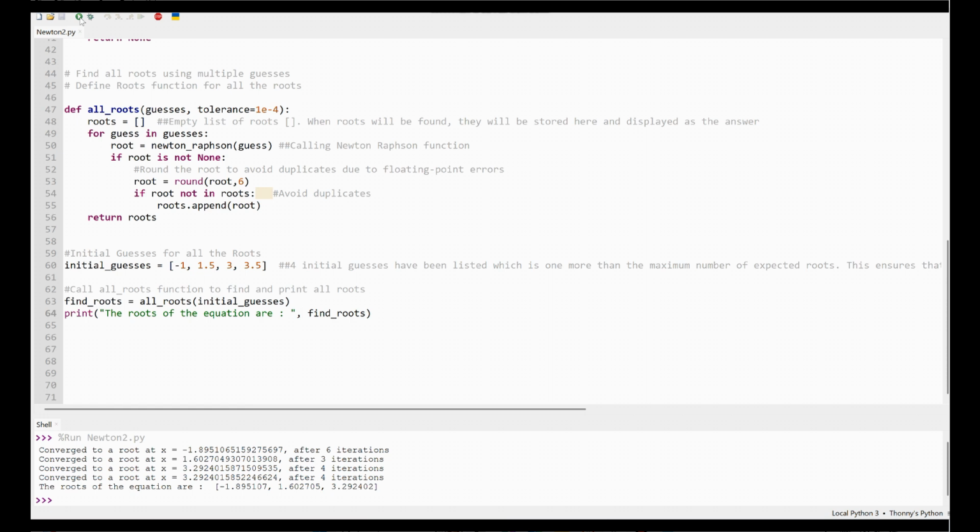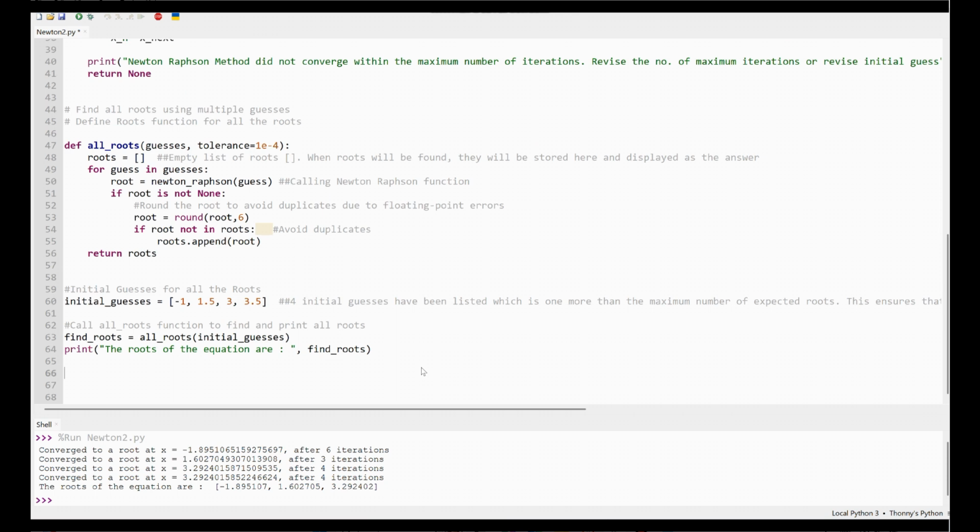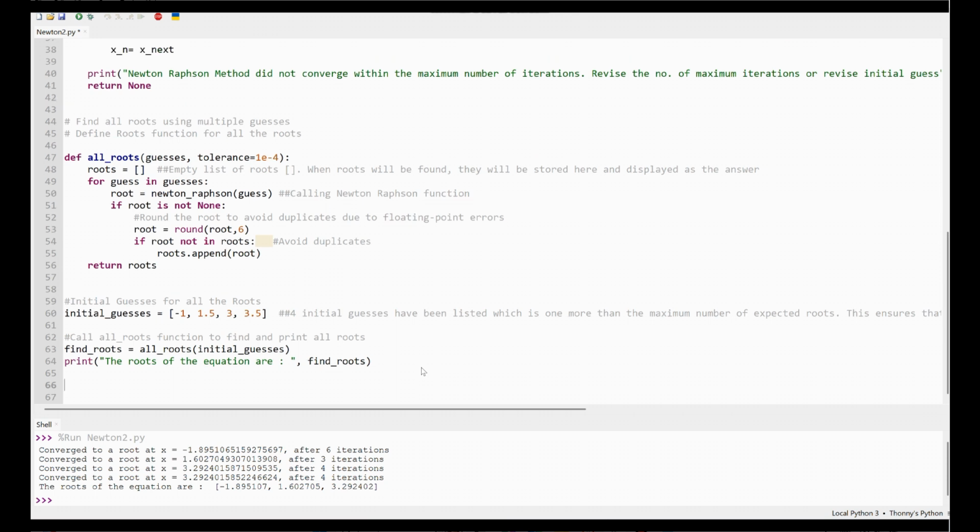Okay, so we've got all three roots now. Root number 1 minus 1.895 after 6 iterations. Root number 2 1.6 after 3 iterations. Root number 3 3.29 after 4 iterations, and the fourth value, which is 3.29 after 4 iterations. Because we gave 4 initial guesses, we've got 4 answers over there. And then the roots of the equation are in the list. We've only got 3 roots, so this is what I was talking about by giving more initial guesses than the number of roots. So you get everything in one code, and you don't miss any roots.